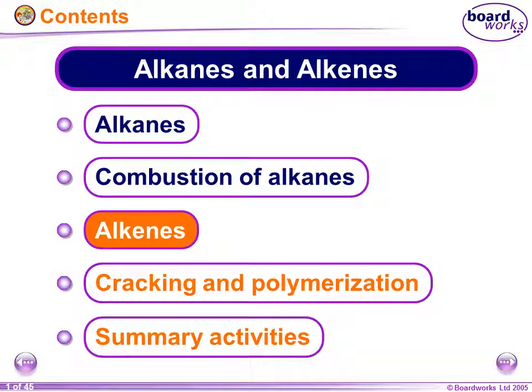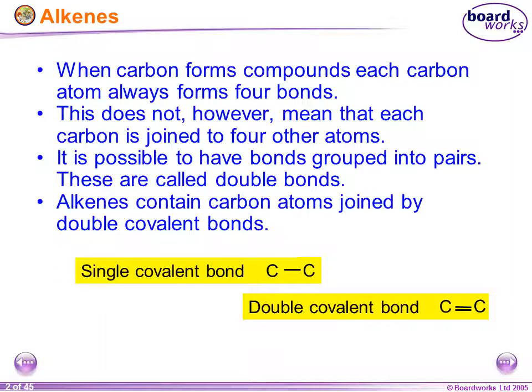So in this section we're going to look at alkenes. When carbon atoms bond to each other, they always form 4 bonds. But this does not, however, mean that each carbon is joined to 4 other atoms. It is possible to have bonds grouped together in pairs. These are called double bonds.